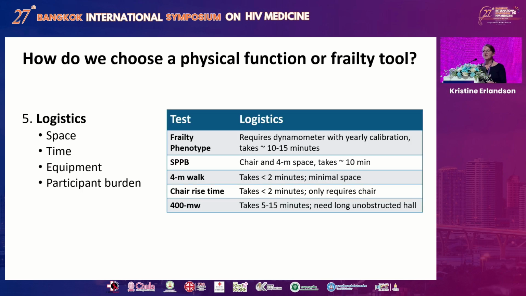And then lastly, we always have to think about logistics. So what can you do in your clinic? What do you have time for? What do you have equipment space for? What can happen in the setting that you've dedicated to do this physical function assessment?